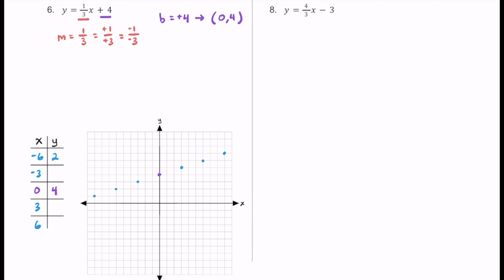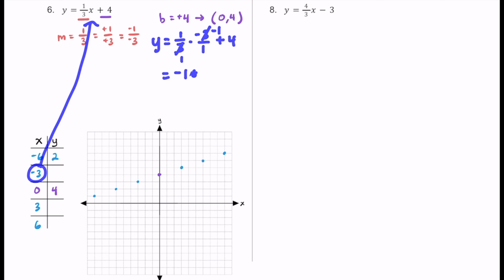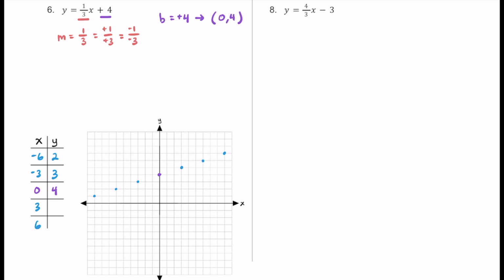What happens now when x is equal to -3? If we plug that in, we're going to get y is equal to 1/3 of -3, -3/1, and then plus 4. These 3's will cross cancel, you're left with -1, so y is equal to -1 plus 4. -1 plus 4 is equal to 3. So when x is -3, y is +3, and that's actually this point right here, which we've already verified, so that is good to go. We've already done 0, 4, that's located here.